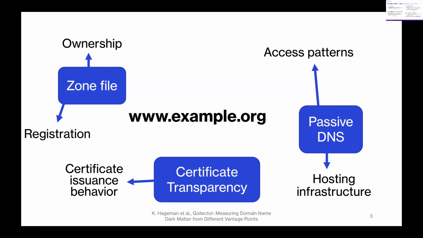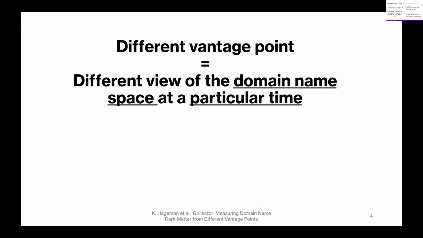And then a third example on the bottom is certificate transparency, which is a relatively new system in which newly issued TLS certificates are being published by the certificate authorities. By observing these certificate transparency logs, you can also infer certificate issuance behavior for particular domain names. And depending on what source you use and for how long you collect data from a particular source, you get a different set of information at your disposal.